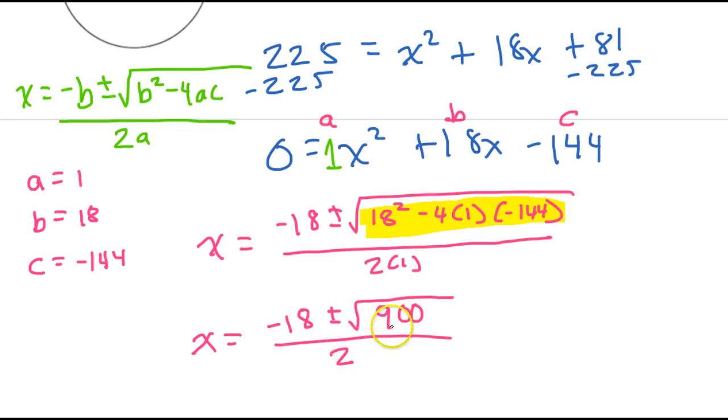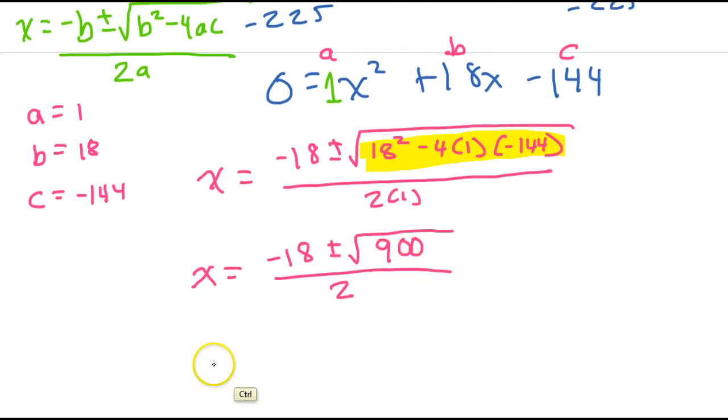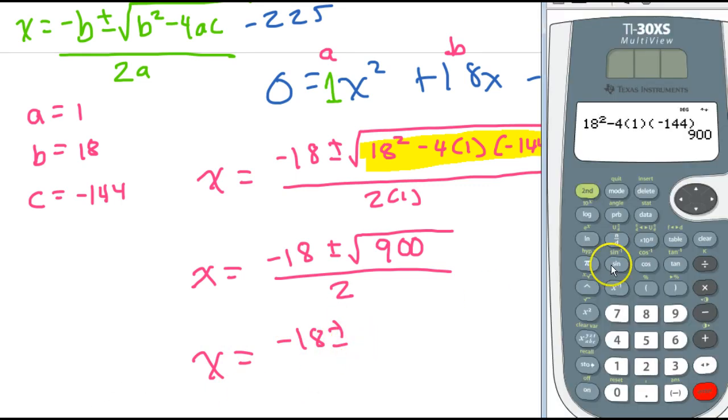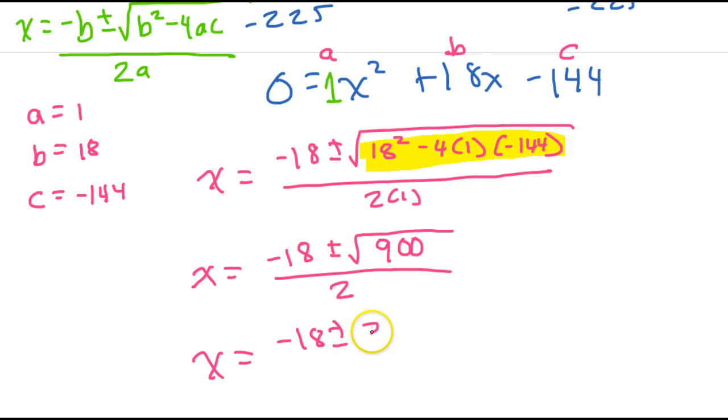And it's under the radical. So that means I'm going to take the square root, obviously. So I'll have x equals negative 18 plus or minus, and let's see, the square root of 900 is 30. So this will be plus or minus 30 over 2. Now, what does this mean?